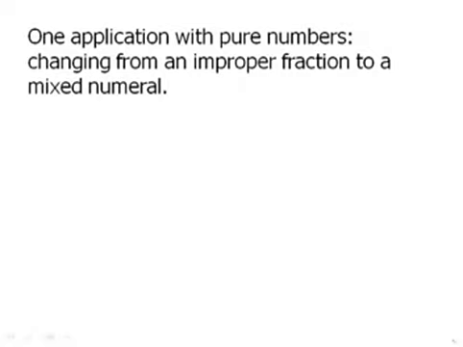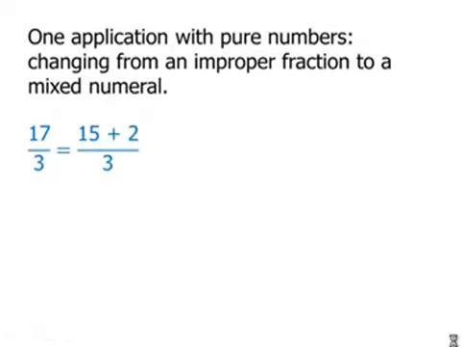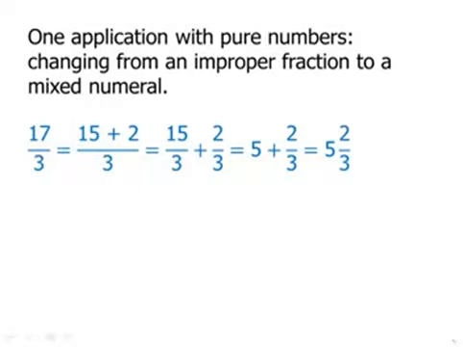One application with pure numbers is changing from an improper fraction to a mixed numeral. For example, suppose I start with the improper fraction 17 over 3. Well, I'm going to write that 17 as the sum of the largest multiple of 3 less than 17 plus something else. So the largest multiple of 3 less than 17 is 15. So I'm going to write the 17 as 15 plus 2. Separate this into two fractions. The 15 over 3 becomes just ordinary 5, and then 5 plus 2 thirds, conventionally this is written as 5 and 2 thirds, the mixed numeral.